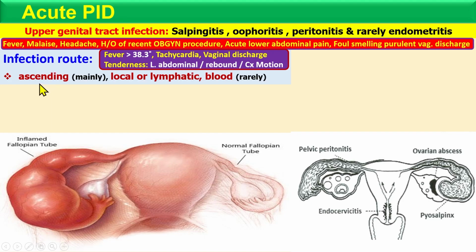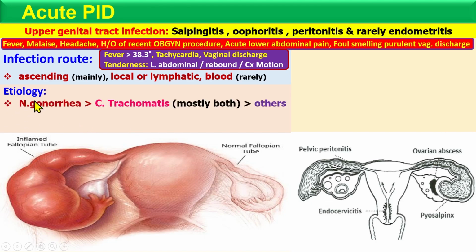Infection route, as I mentioned: the most common is ascending, and the others are lymphatic, local, or blood. Okay, so what is the etiology? The most common is Neisseria gonorrhoeae, and then Chlamydia trachomatis, roughly 80% and 20%. There are limited cases which involve others, but mostly these two are involved. If the infection is due to gonorrhea, there is rapid and intense inflammation, while in trachomatis or chlamydia there is slow progression. Initially they are silent, meaning asymptomatic PID, so they are unaware of this condition.